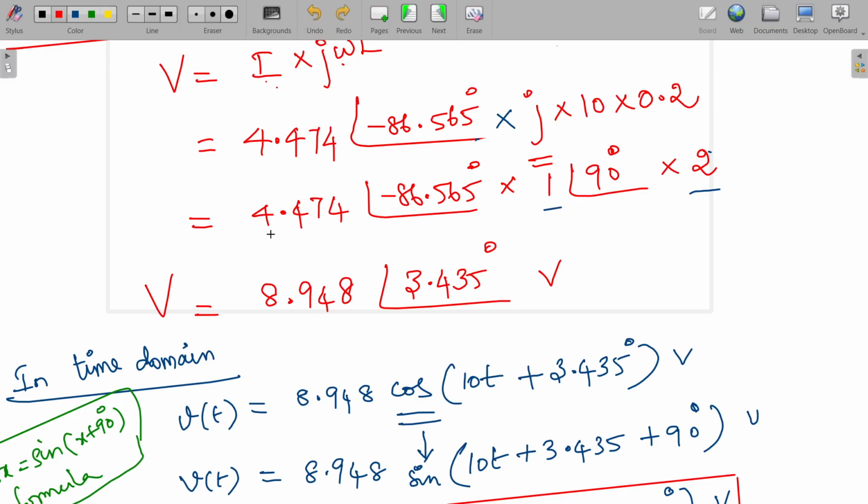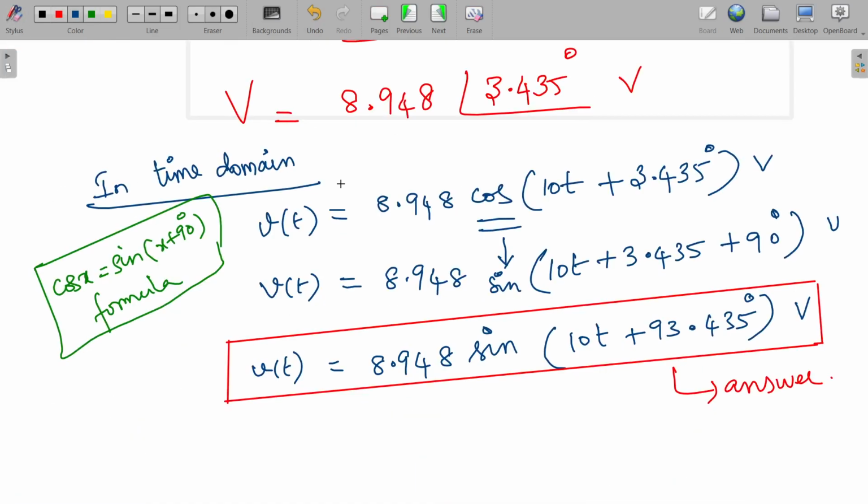Then we are going to multiply these magnitudes together. It is 4.474 multiplied by 1, then multiplied by 2, so that we get 8.94, right? And these angles must be added together. So minus 86.565 degrees plus 90 degrees will give you the answer 3.435 degrees, in volts. So we got the answer for this V in the phasor domain.